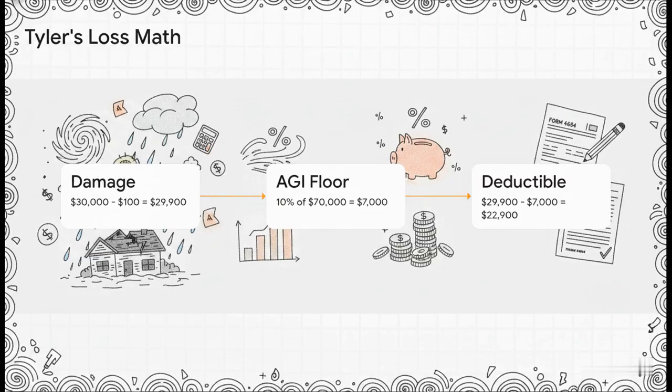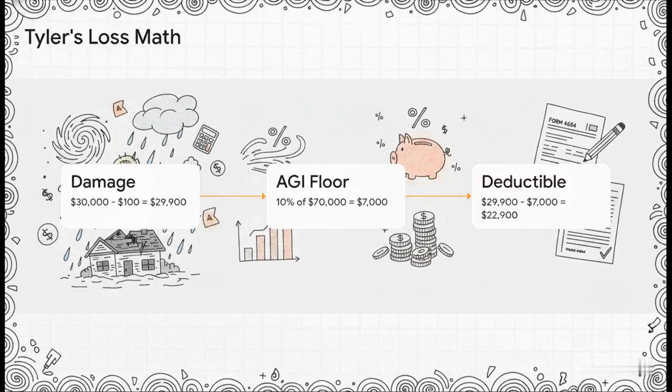Next, we have to calculate the 10% AGI floor. We take his $70,000 AGI, multiply it by 10%, which gives us $7,000. So after all that, how much of Tyler's tragic loss is actually deductible? We take the $29,900, subtract that $7,000 floor we just found, and we arrive at a final deductible amount of $22,900. Tyler will claim this by completing Form 4684. The big takeaway for you?